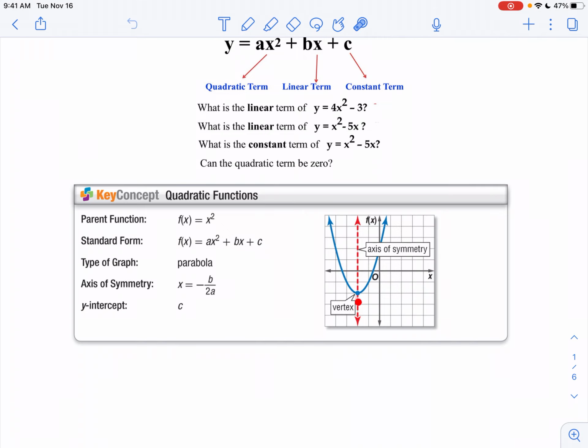The axis of symmetry is what's going to divide our parabola in half. And to find the x-coordinate of your axis of symmetry, which is going to be a line, that's why it's x equals, it's a vertical line, it'll be the opposite of b over 2a. b and a come from the standard form. Your y-intercept is going to be at c, because remember, your y-intercept is when x is 0. So if your quadratic and your linear terms are both 0, then you have your y-intercept left over.